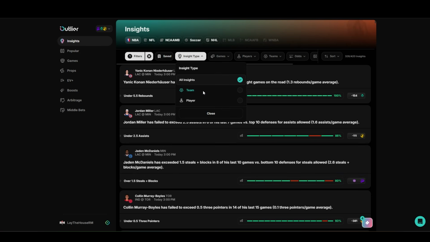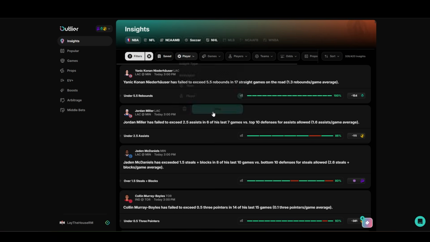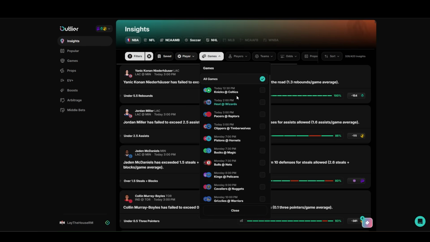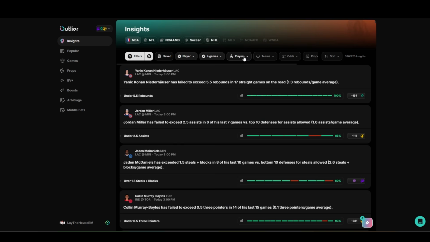Next, for insight type, I go for player because I'm only looking at player props here. I don't really care about the team trends. Games I leave alone unless I want to filter for just the games today, which is what I'll do for the purpose of the video. It's a short 4-game slate, Super Bowl Sunday actually, so all the games are early in the afternoon. Players I leave blank, teams blank.